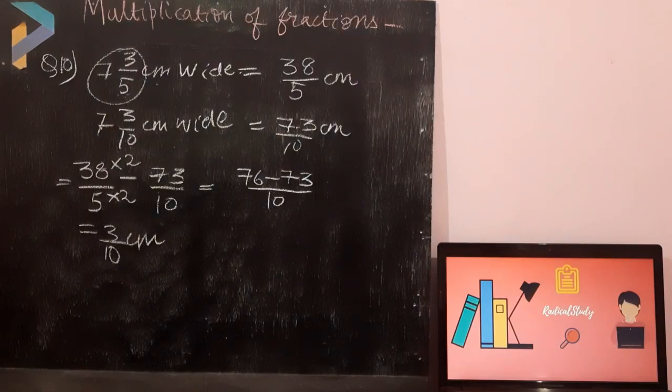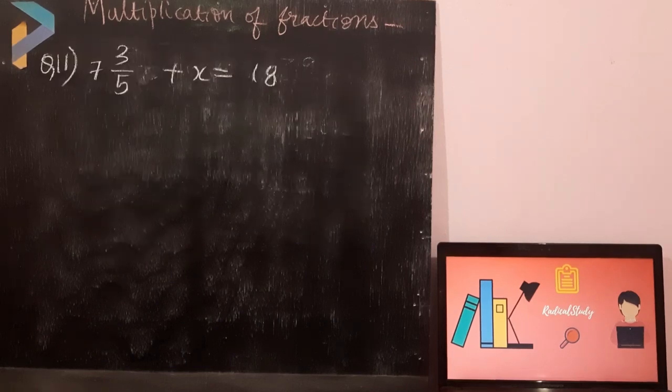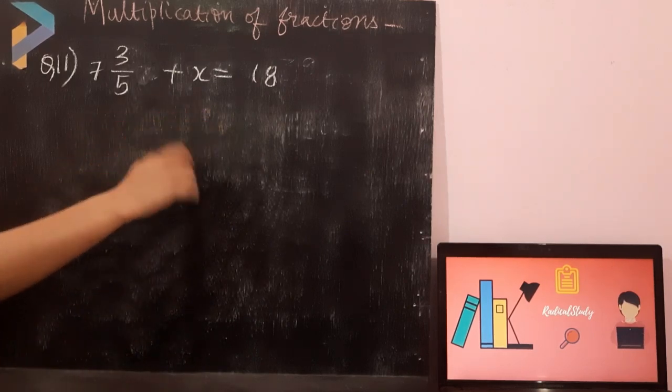Now one more question is left from this exercise. I am going to solve that question. Firstly, I am reading it for you. What should be added to 7 3 upon 5 to get 18? So please pay attention. So students, I have written the question on the board. What should be added to 7 3 upon 5 in order to get 18?